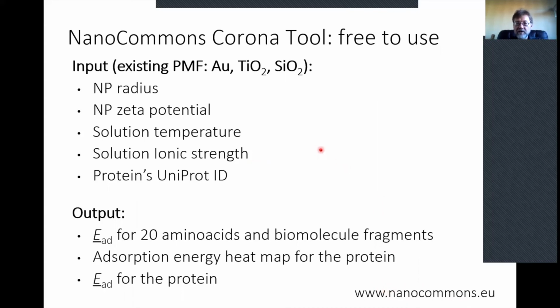So on this slide, I wanted just to mention that this protein corona model that we've developed, starting from potentials of immune force for specific materials and for proteins, is free to use. If you register on the nanocommons.eu website, the website of the NanoCommons knowledge base, one of the tools integrated in it is a Corona tool. You can pick a nanoparticle from the list of materials, and you can supply a name of a protein in the UniProt database, and it will calculate the adsorption energy and heat map.